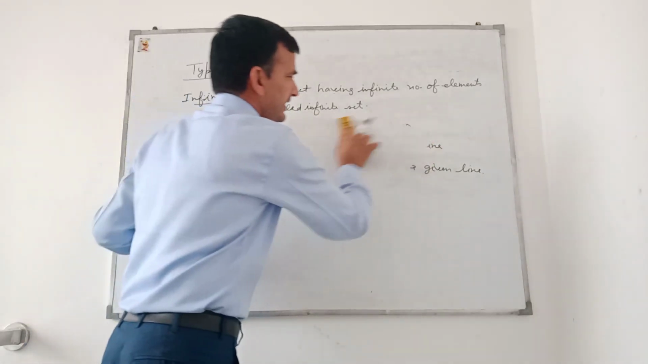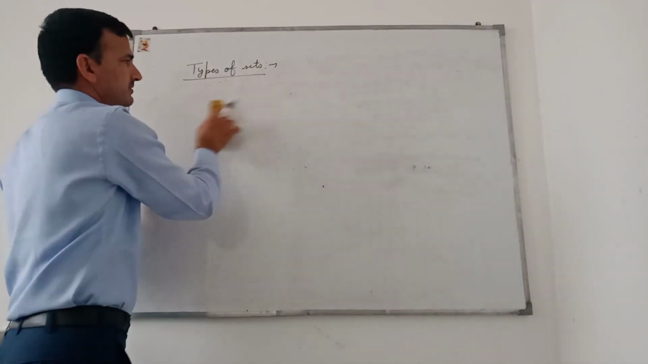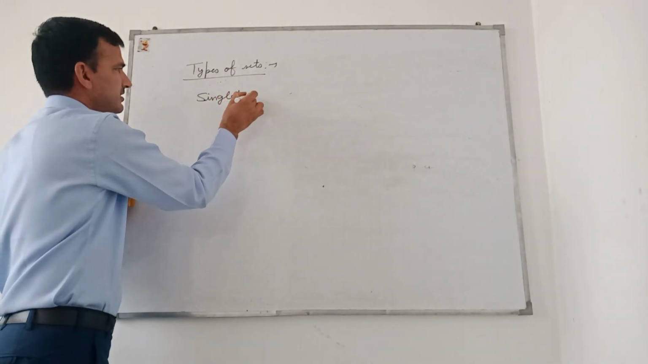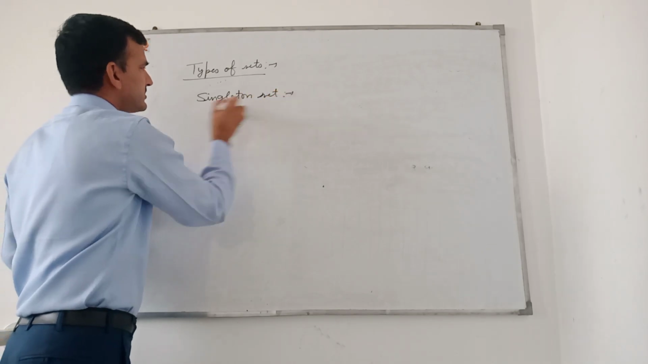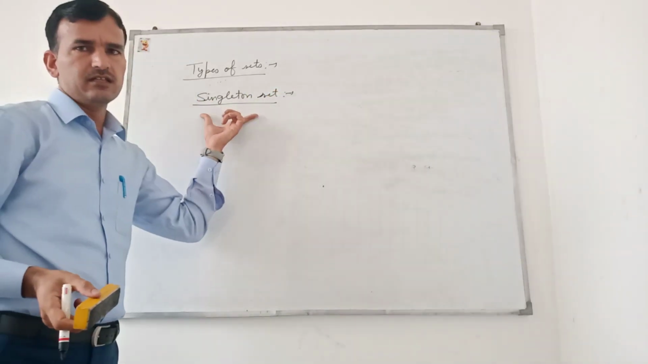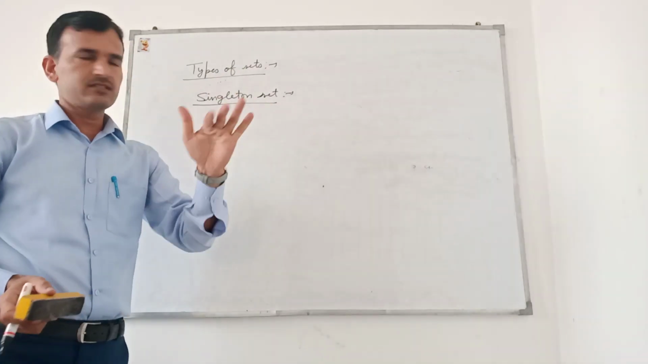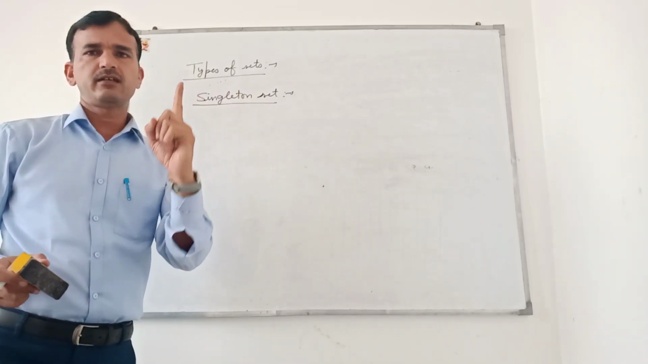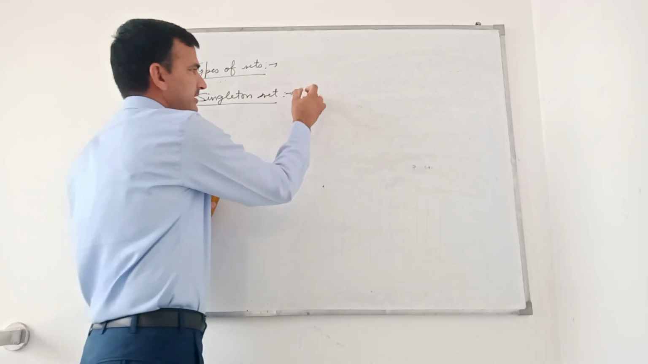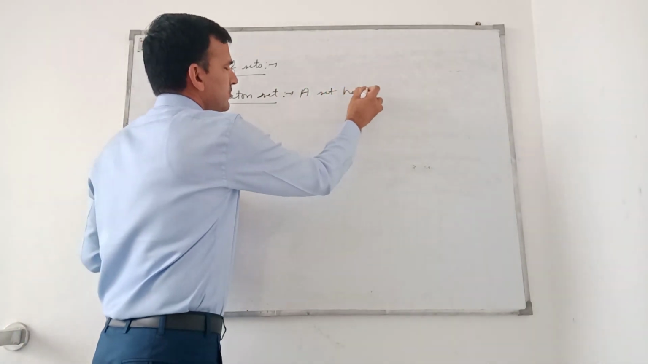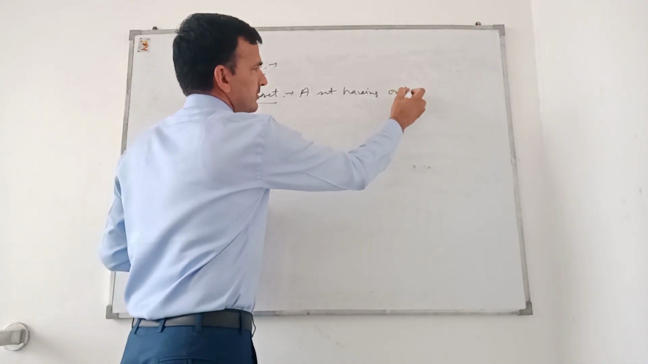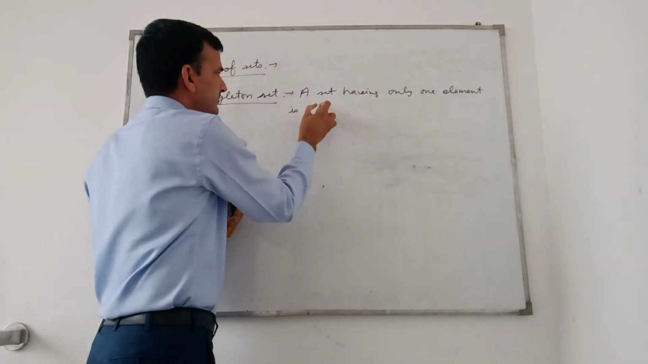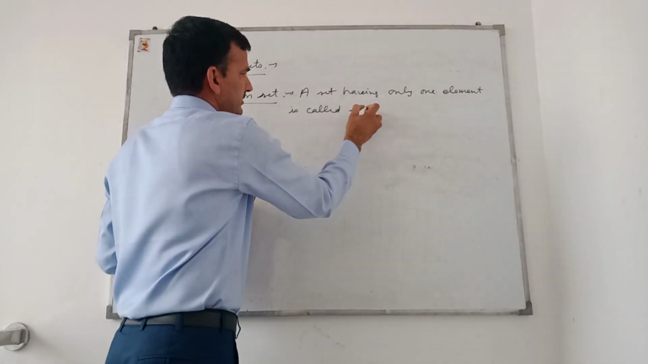Infinite set. Now next is a singleton set. Name से clear है, single. Singleton word से क्या है, single. A set having only one element is called a singleton set.